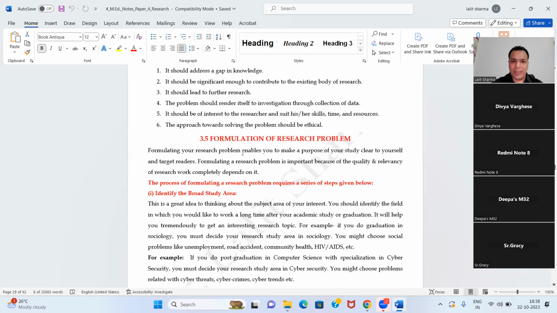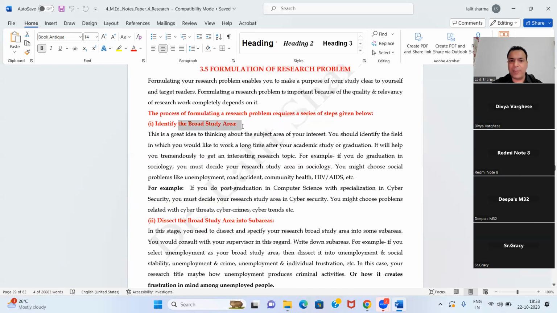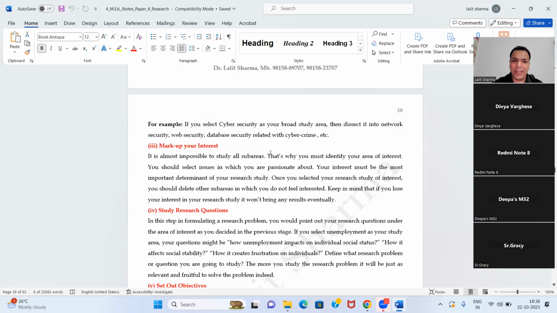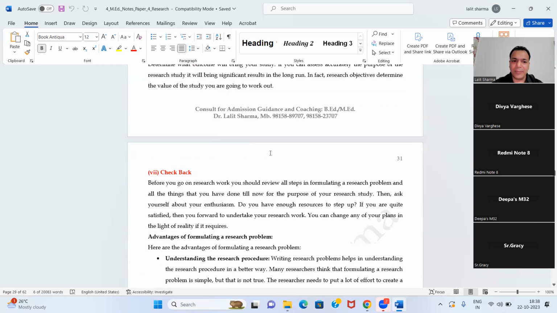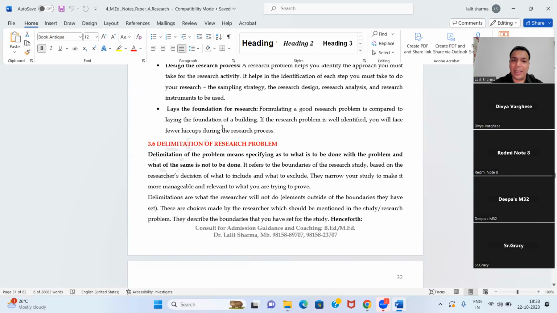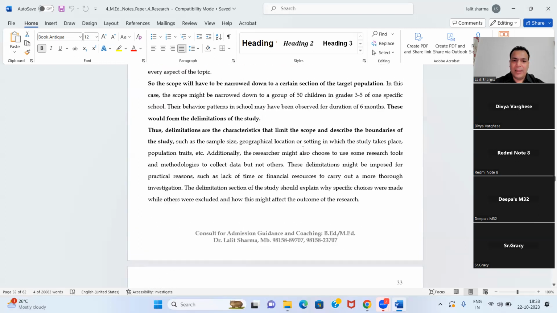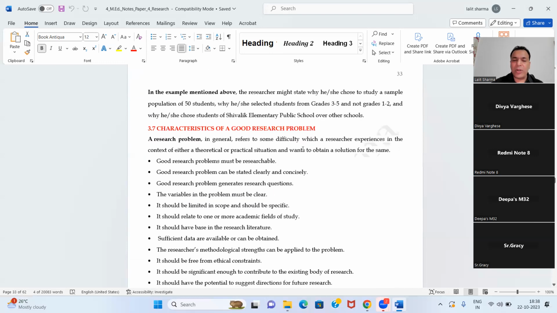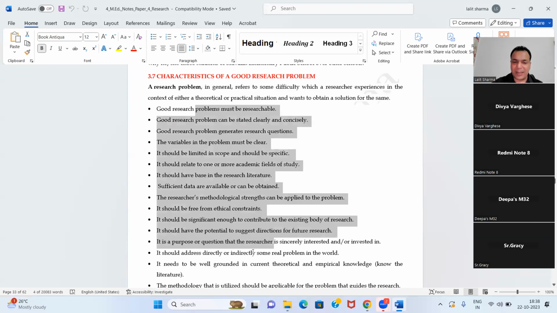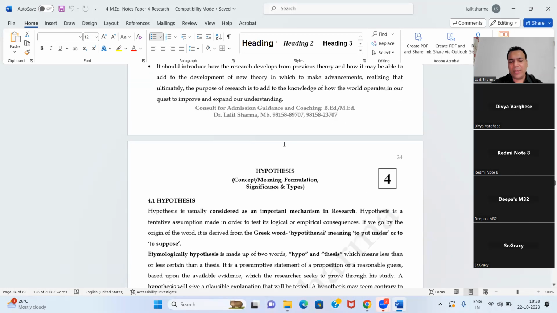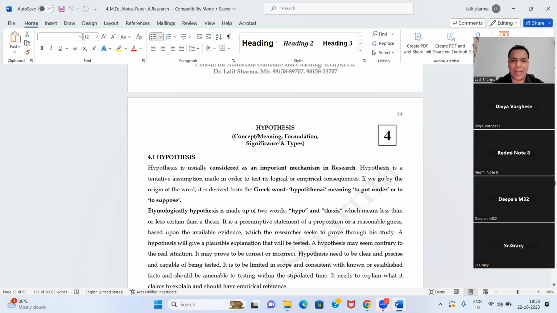Then formulation of research problem: identify the broad areas, dissect the broad areas into sub areas, mark up your interest. And delimitation of research problem: how to delimit. Characteristics of a good research problem, all these characteristics we have just finished. Then fourth is hypothesis and fifth is sampling.